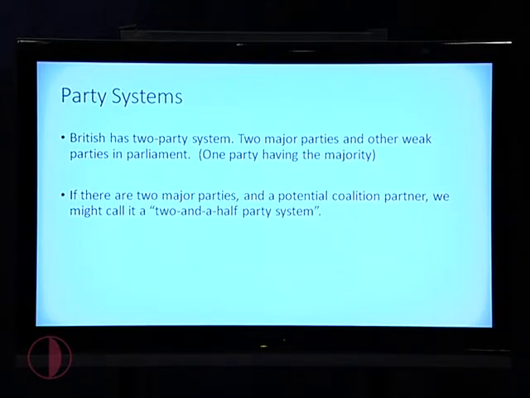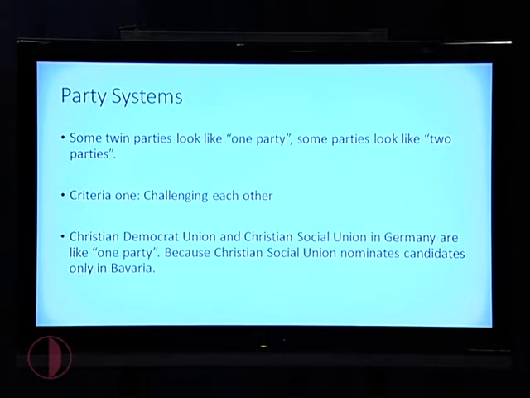In the United Kingdom, there is a clear two-party system. The major parties and other weak parties are in parliament. One party generally has the majority. If there are two major parties and a potential coalition partner, we might call it a 2.5 party system, but coalition governments in the United Kingdom are very unusual, so we call the British party system a two-party system.